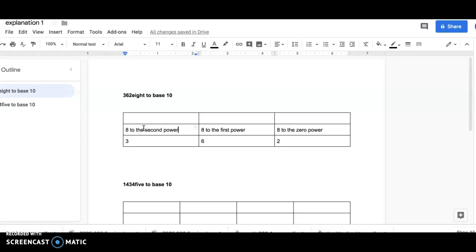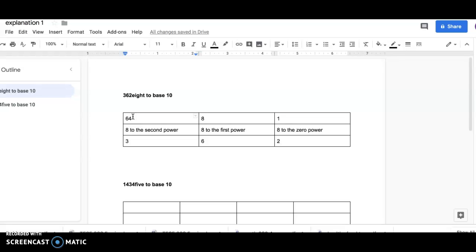Then we're going to calculate the number to the specific power. 8 to the power of 0 is equal to 1. 8 to the first power is equal to 8, similar to 8 times 1. And 8 to the second power is equal to 64, similar to 8 times 8.